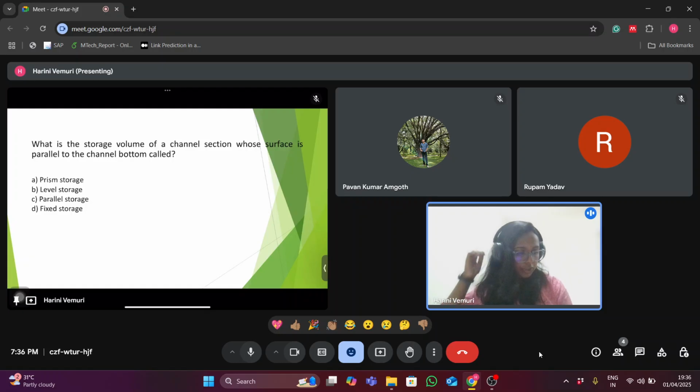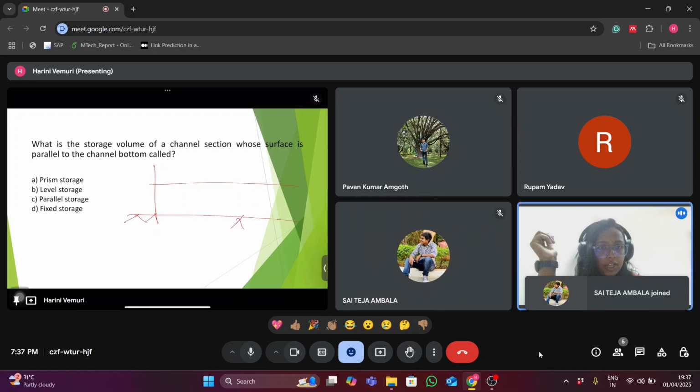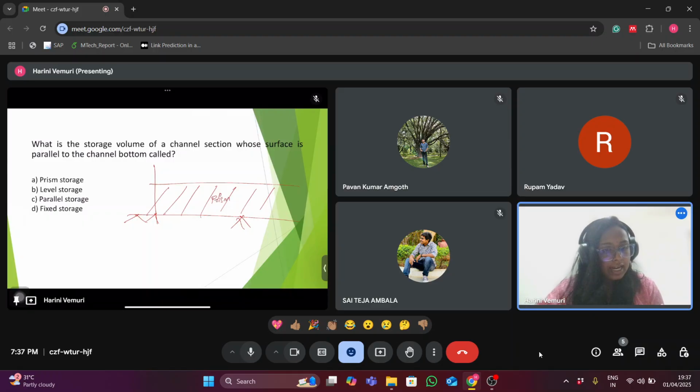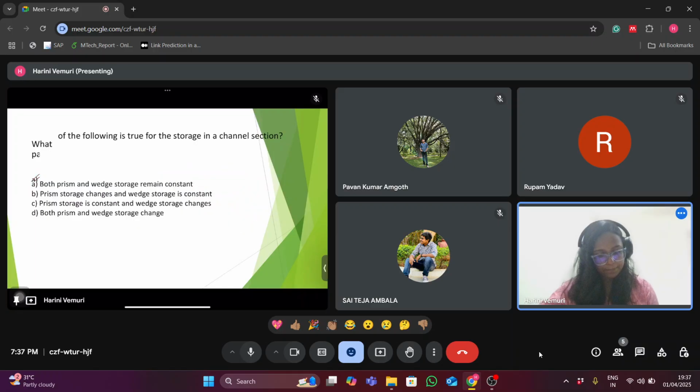So what is the storage volume of the channel section whose surface is parallel to the channel bottom called? If you remember, this is the section. If this is the bed, then we are drawing a line parallel to it, and the storage that is falling in between these two parallel lines is called prism storage, and the storage between the water surface level and this top part of the prism storage is called wedge storage. So the answer for this question will be prism storage, option A.